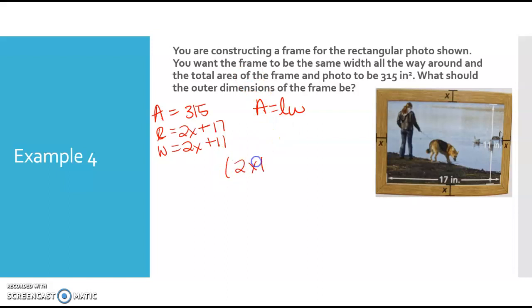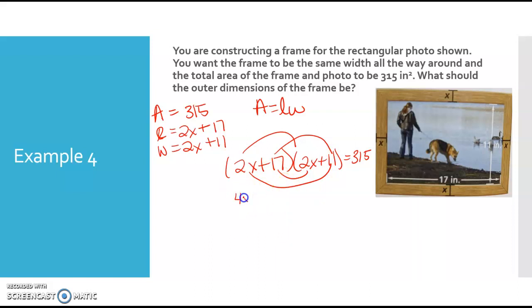So I have 2x plus 17 times 2x plus 11 equals 315. Oops, 315. Let's rewrite that. Okay, so it would be great if it had equaled 0, right? Because then we're already in factored form. But guess what? We're not in factored form. So I have got to double distribute or FOIL. Don't do that to me now. And I'm just going to go ahead and do this math and write it down. I'm not going to talk all the way through it.